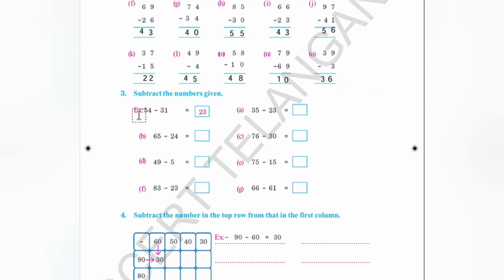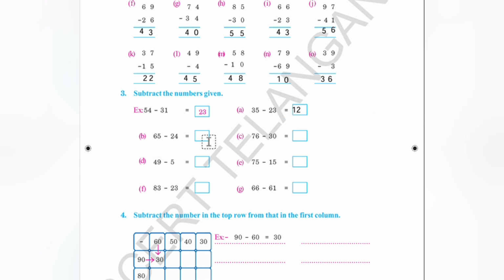Subtract the given numbers. 54 minus 31. It is 23. 35 minus 23. 5 minus 3 is 2. 3 minus 2 is 1. So 12 is the answer.